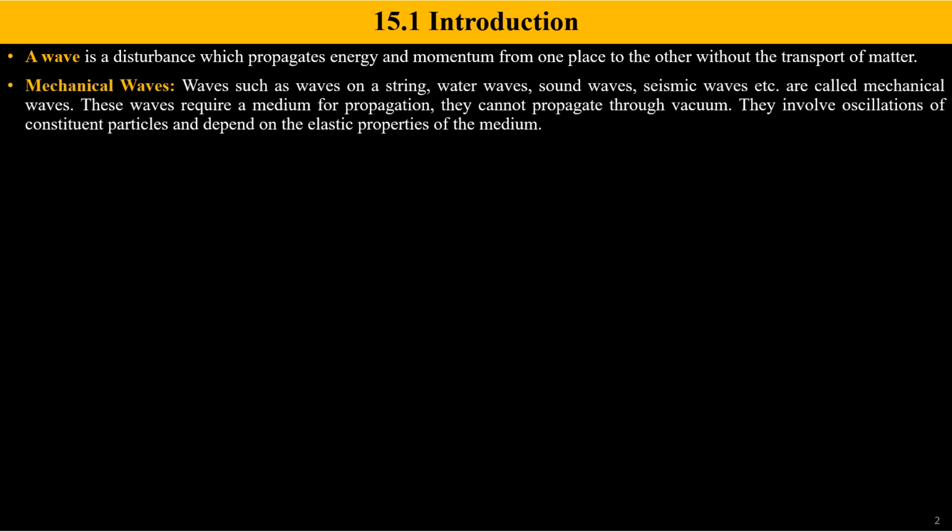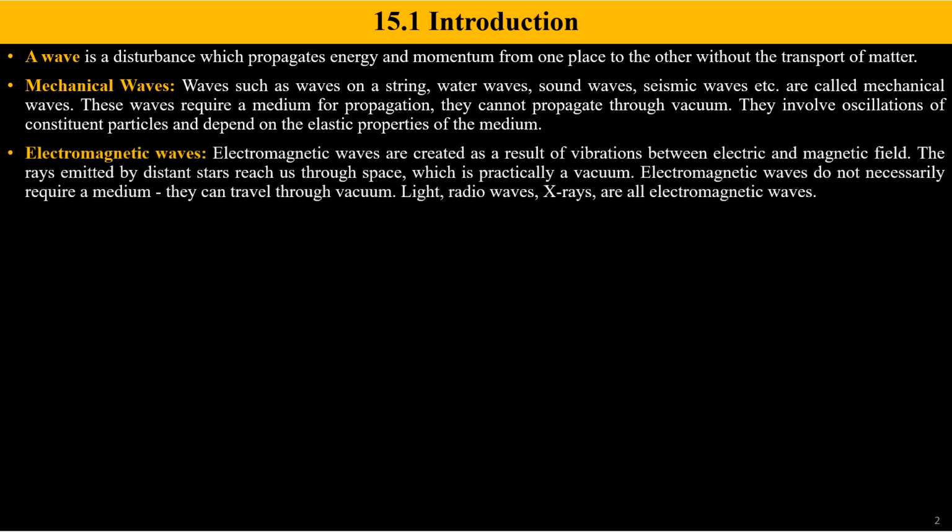The first one is mechanical waves. Waves such as waves on a string, water waves, sound waves, seismic waves are called mechanical waves. These waves require a medium for propagation. They cannot propagate through vacuum. Please note, mechanical waves cannot propagate through vacuum. They involve oscillations of the constituent particles and depend on the elastic properties of the medium.